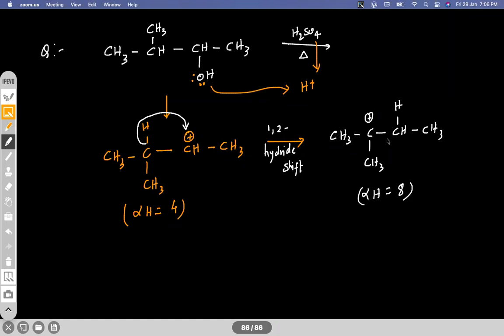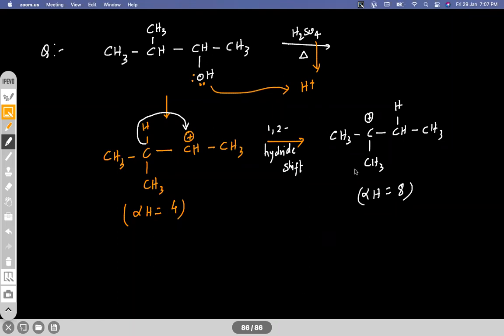Alpha carbon, alpha carbon, alpha carbon: 3 plus 3 plus 2, 8, right? So obviously, the more alpha hydrogen, the more stable the carbocation is. Hence this carbocation is more stable than this one. This we call a 1,2 hydride shift. With the shifting, the carbocation becomes more stable. Hence we have to consider this shifting here, right?